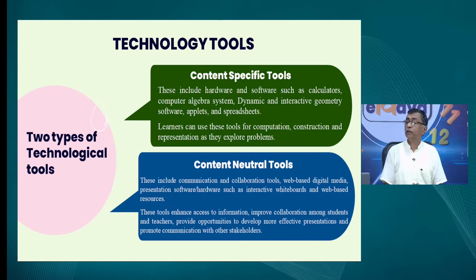Now, there are technology tools. There are two types of technological tools. One is content specific tools and the other is content neutral tools. Content specific tools include the hardware and software such as calculators, which most of us normally use, computer algebra systems, dynamic and interactive geometry software like GeoGebra, different applets and spreadsheets. Learners can use these tools for computation, construction and representation as they explore problems.